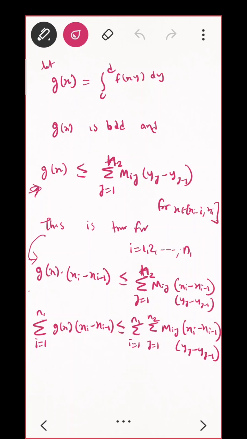Now if I multiply by xi minus xi minus 1 on both sides, we see that this is true for all i equal to 1, 2, 3 up to n. Is it? Then what? Let us add all. If I add all the things, I am getting this term. Now can you see what this is? Just try to remember this. What is this? What is that term?